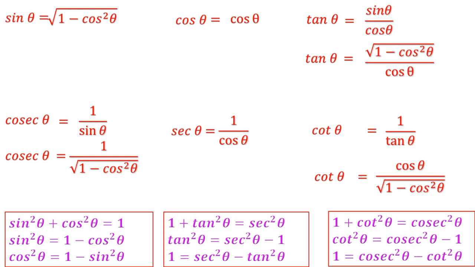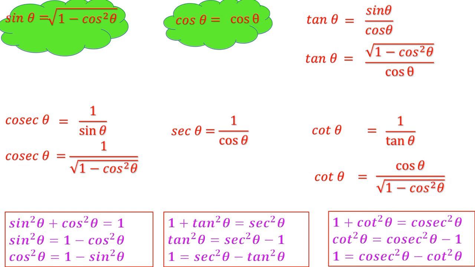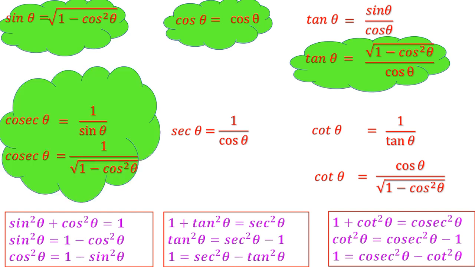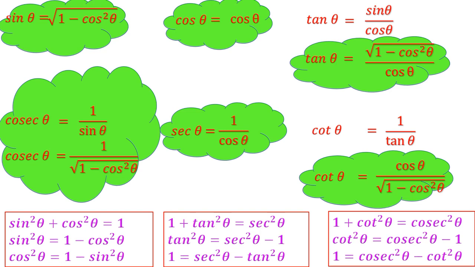Observe here, on the right hand side we have only cos theta. Sin theta is equal to square root of 1 minus cos square theta. Cos theta is equal to cos theta only. Tan theta is equal to square root of 1 minus cos square theta by cos theta. Cosec theta is equal to 1 by root of 1 minus cos square theta. Sec theta is equal to 1 by cos theta. And cot theta is equal to cos theta divided by square root of 1 minus cos square theta. This is the way of expressing all the trigonometric ratios in terms of cos theta.